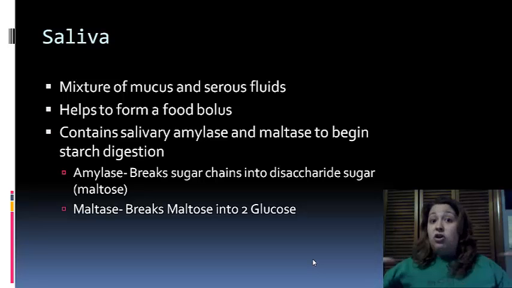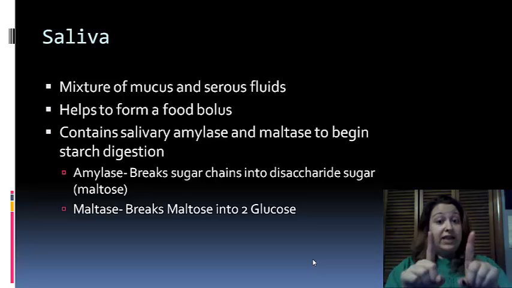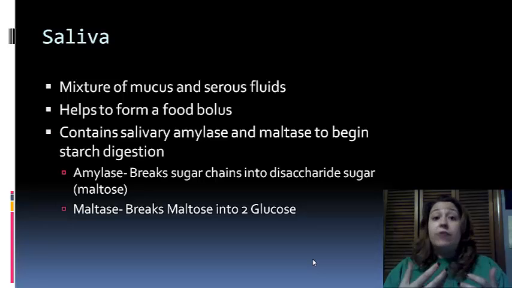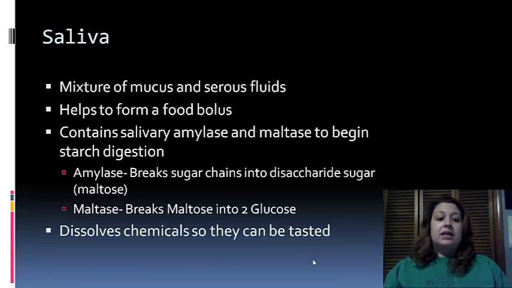Amylase will take a long chain of sugars and break it down into disaccharides. Disaccharides are going to be 2 sugars linked together, and that disaccharide is known as maltose. Maltase then comes through and chops those disaccharides, that maltose, into 2 separate glucoses. We also dissolve chemicals so that they can be tasted in the mouth.